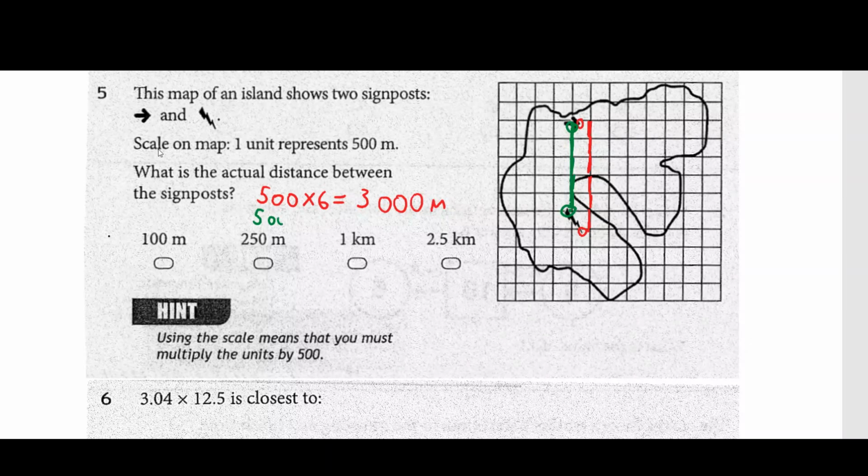So it's 500 times 5, which gives 2,500 meters. Now, that's not in our answers, so it needs to be in kilometers. So 1,000 meters equals 1 kilometer. So 2,500 meters will equal 2.5 kilometers.